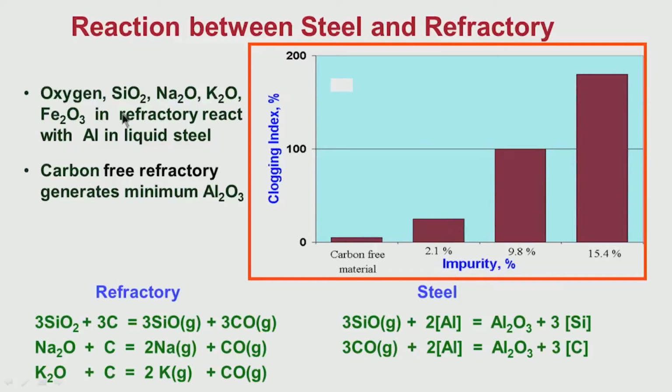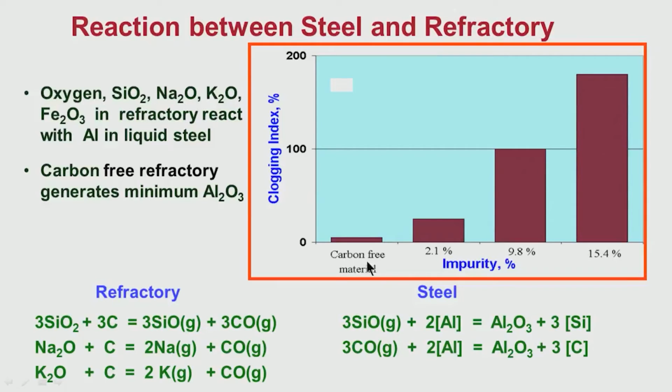So, the refractory material should be as free as possible from SiO2, sodium oxide, potassium oxide, iron oxide and carbon. I have shown here that if you have a high amount of impurity in the refractory, the incidence of clogging, that means the incidence of jamming of the refractory orifice, will increase. So, we have to be very careful.